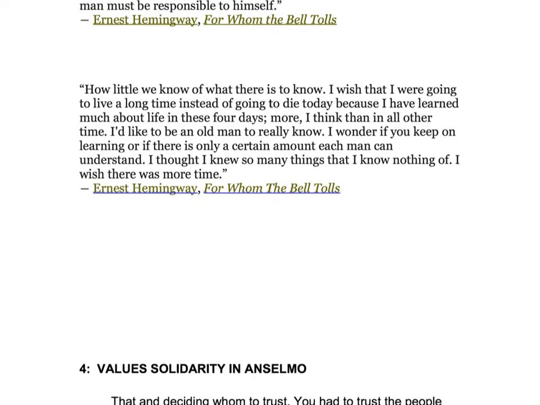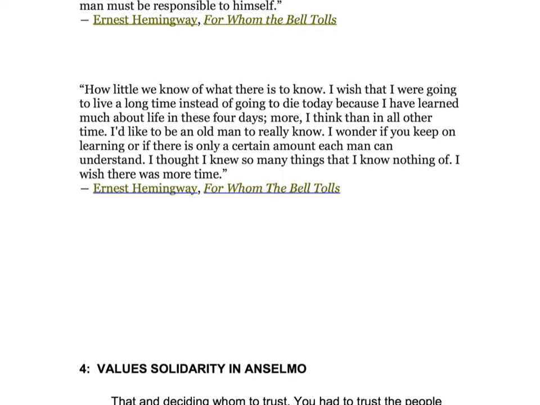And then another famous quote from the novel, I think it's helpful in framing the argument that Hemingway makes that Robert Jordan is a code hero, is this. He says, "How little we know of what there is to know. I wish that I were going to live a long time instead of going to die today." This is at the very end of the novel.